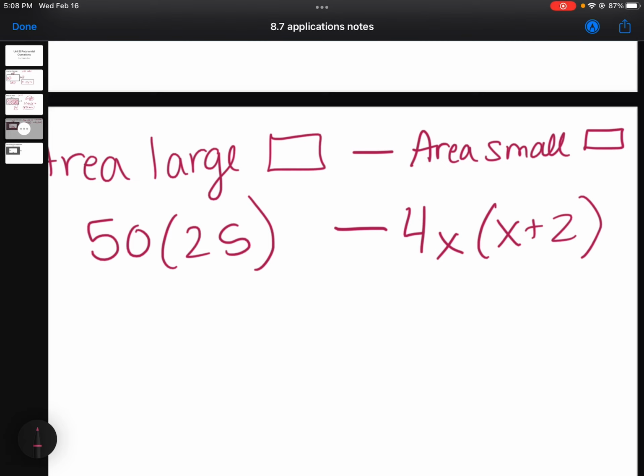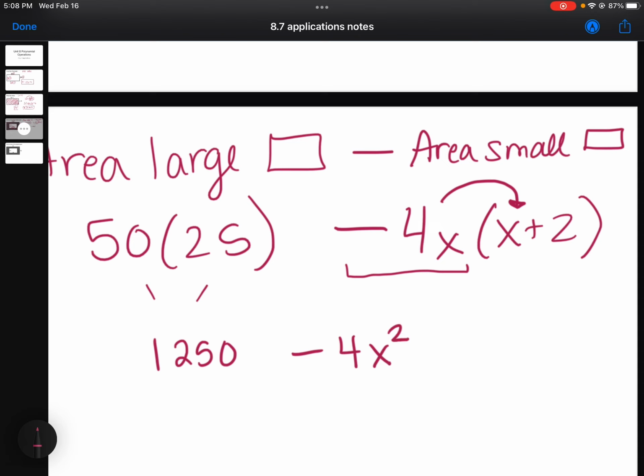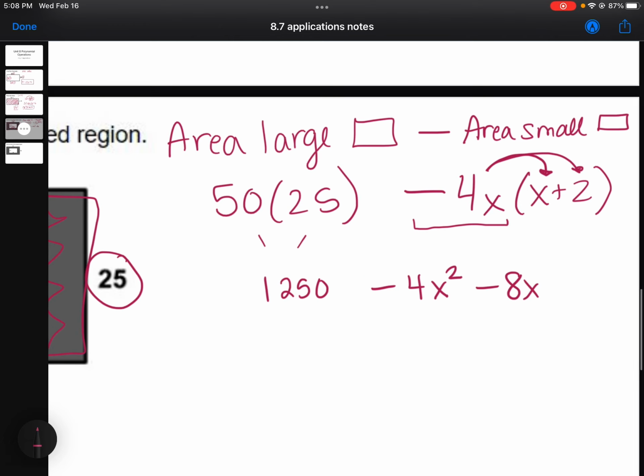Starting off, order of operations, let's go ahead and do this multiplication here. 50 times 25 is 1,250. Then I'm going to distribute this whole term. So the negative 4x times x is negative 4x squared. Then negative 4x times 2, negative 8x. Now, let's see. Can I combine anything? No. None of those are like terms.